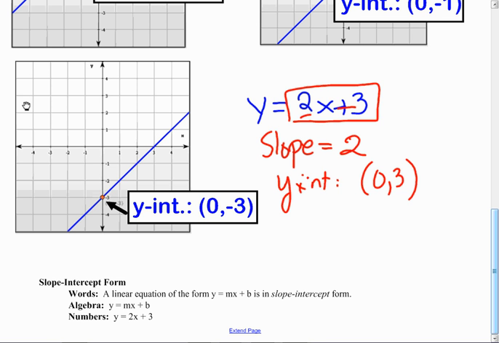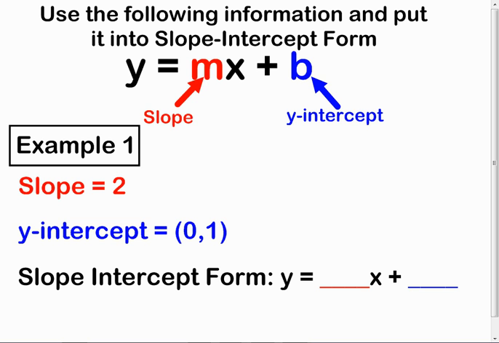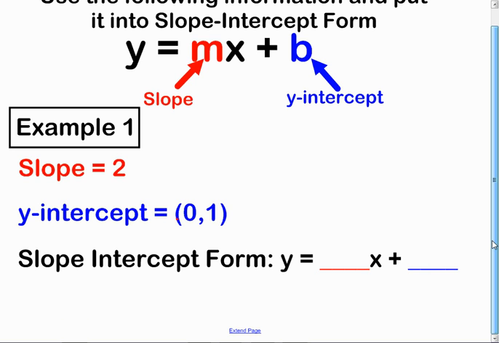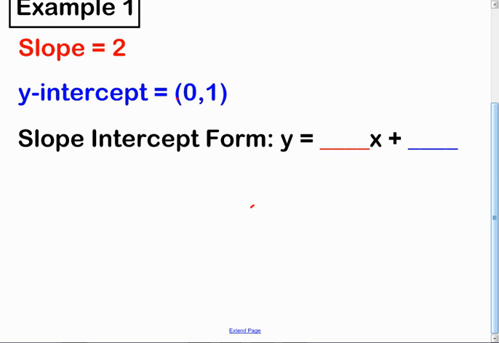Okay, so slide 2. Ready? Turn the page. Let's fill this out. This should not take us long. It says the slope is 2, the y-intercept is 1. So what number goes in front of x? Corey, what did you put for the number in front of x? This is the second page. 2. And the y-intercept is 1.